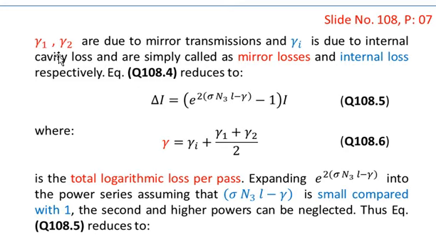So now equation number 4, by introducing the values of gamma 1, gamma 2 and gamma I, can be written as delta I, the change in intensity after one round trip, is equal to, in the parenthesis, e to the power 2 times sigma times n3 times L minus gamma, with 1 subtracted from this exponential term, and then outside the parenthesis we multiply it with I, the intensity present in the laser cavity at an instant of time t, where capital gamma, which we have introduced in the exponent, is gamma equal to gamma I plus gamma 1 plus gamma 2 divided by 2, as shown in equation number 6.